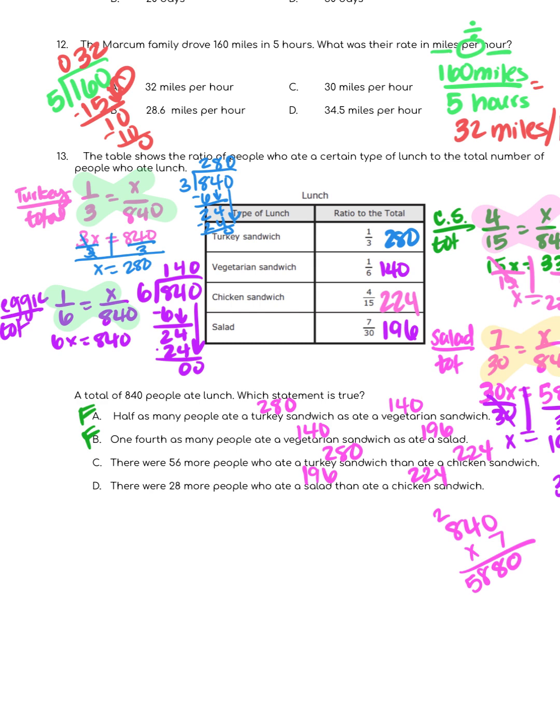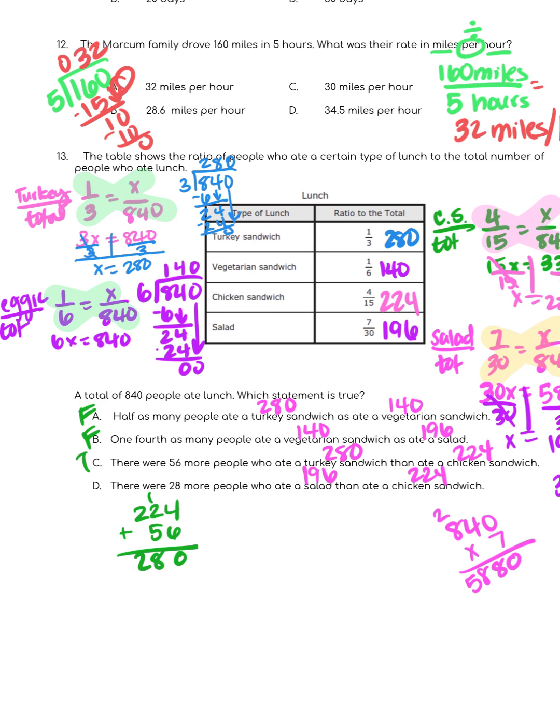There were 56 more people who ate a turkey sandwich than a chicken sandwich. So that means turkey has to be more, right? So I could do it by subtracting, or I could say, okay, well, is the chicken sandwich, the 224 plus 56, going to equal the turkey sandwich? So let's see. 280, yes, that is true.